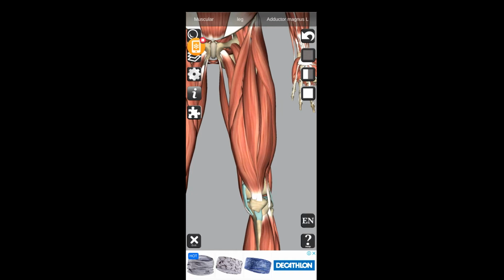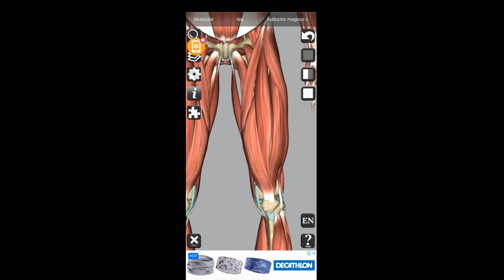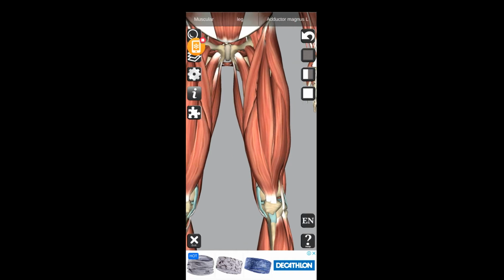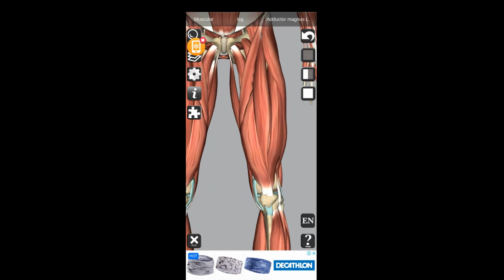Should we write that adductor brevis is in the hamstrings? Adductor magnus, yes, adductor magnus is a hamstring. Adductor brevis is not a hamstring. It is in the adductor compartment. You are only having four hamstrings.